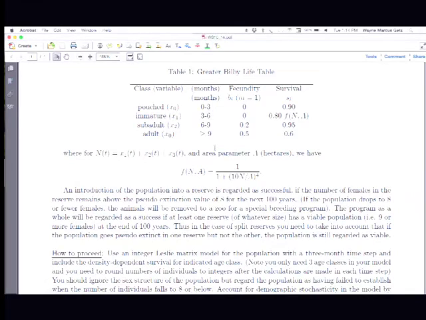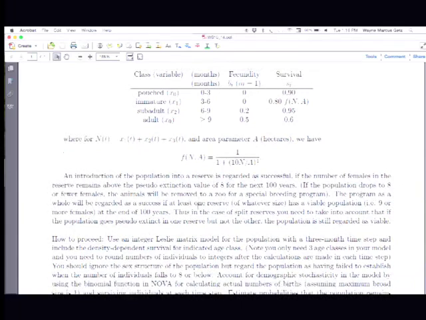Okay. So now I see I've screwed up this assignment because I said 100 years, when I mean 100 time units. So I'm going to have to fix that up. But at the end of 25 years, that would be 100 time units. And we say that the population goes pseudo-extinct if it reaches a value of 8. So if we get down to 8 of them, we're going to take the 8 females out, and we're going to put them in a breeding program. So the program as a whole will be regarded as a success if at least one reserve of whatever size has a viable population that is 9 or more females at the end of 100 time periods. So as I said, I'll fix that and I'll repost it.